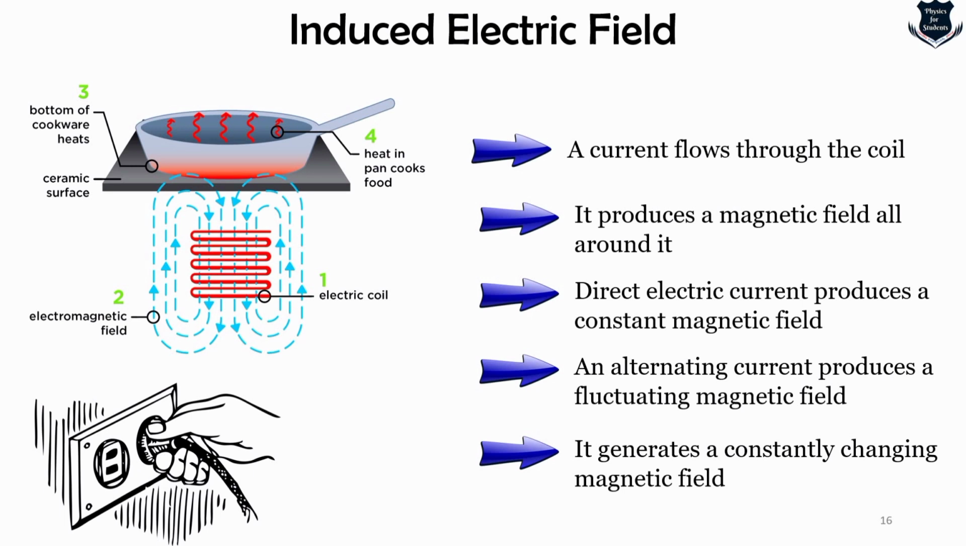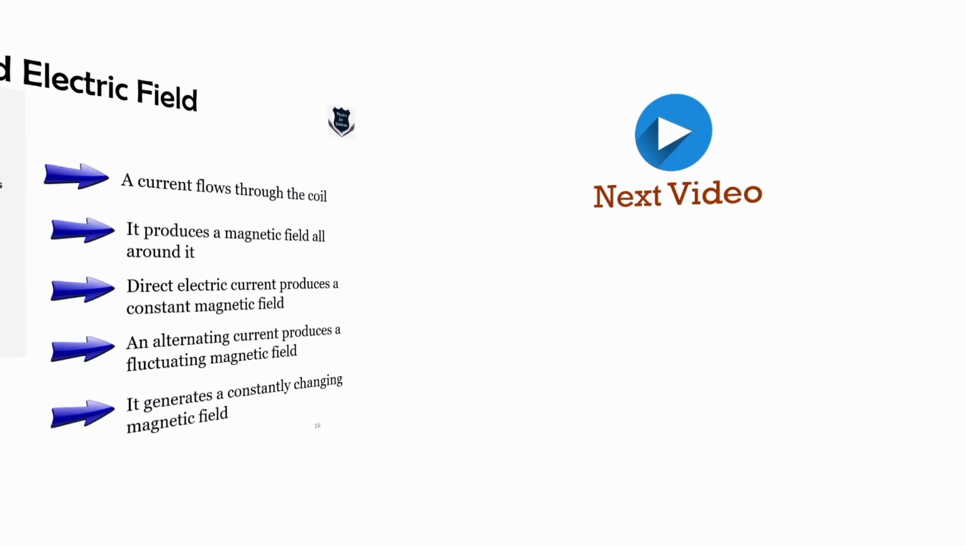So here are the steps. The current flow produces a magnetic field. Direct electric current produces a constant magnetic field, so we use alternating current to produce a fluctuating magnetic field, and it generates a constantly changing magnetic field. So this is the use of induction cooking. It is using electromagnetic induction in the sense that it actually generates electricity using magnetism, not by touching the entire thing. So this is what is called induced electric field.